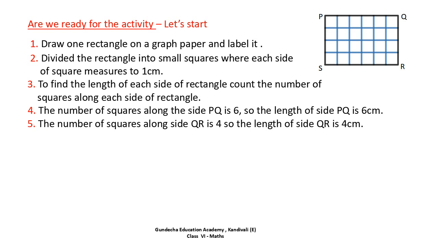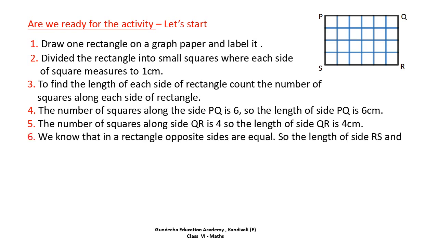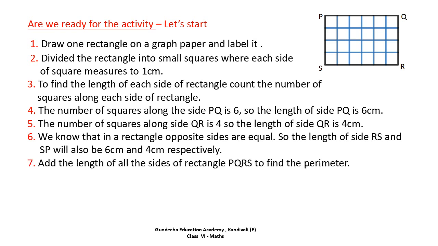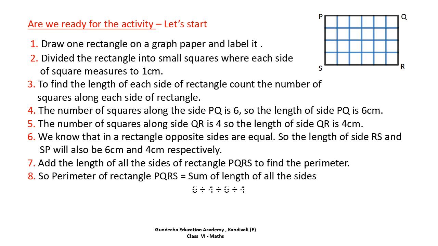You all know that a rectangle has opposite sides of equal length. So the length of side RS will be equal to the length of side PQ and the length of side SP will be equal to the length of side QR. So RS will be 6 centimeters and SP will be 4 centimeters. To find the perimeter of rectangle PQRS, we will add the length of all the four sides and that is 6 plus 4 plus 6 plus 4 and it comes to 20 centimeters. So the perimeter of rectangle PQRS is equal to 20 centimeters.